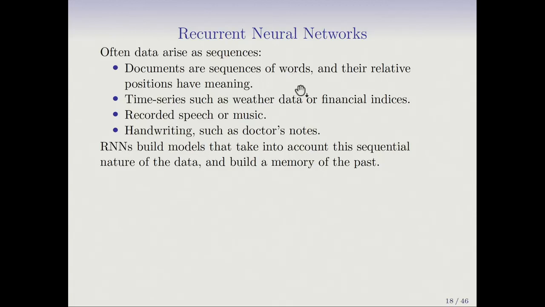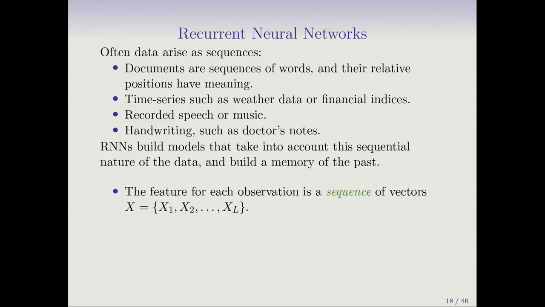Time series such as weather data or financial indices are sequences. Recorded speech or music is a sequence of notes or phonemes. Handwriting, such as a doctor's notes, is a sequence, okay? So RNNs, the abbreviation for recurrent neural networks, build models that take into account the sequential nature of the data. And in doing so, they build a memory of the past.